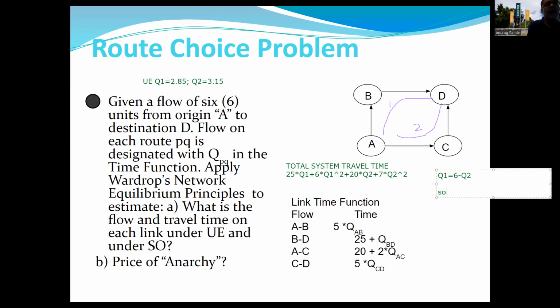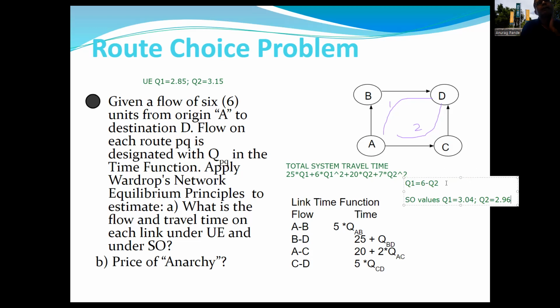So my system optimal, SO, values for flows will be Q1 equal to 3.04, and Q2 equal to 2.96. Okay, so I got those. That's pretty good. So that should be in good shape.